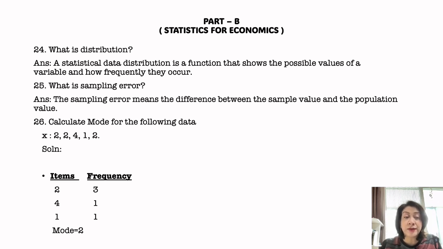Next question, you are given some values and you are asked to calculate mode. We know that mode is a value which occurs for the maximum number of times. So we can just check which value is occurring maximum number of times. We see that 2 is occurring 3 times, 4 is occurring once and 1 is occurring once. So 2 is occurring maximum number of times. Value of mode will be equal to 2.